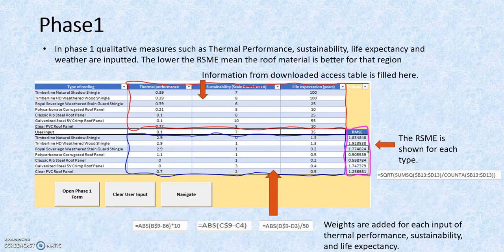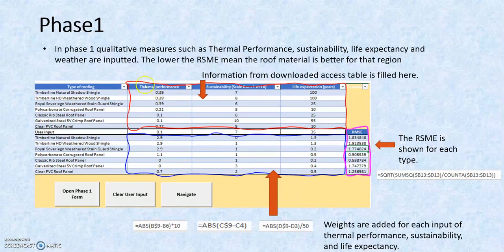And here we go to phase 1. In phase 1, we have a user form for the user to input their maximum temperature, minimum temperature, sustainability, and life expectancy that they want. We compare those with what we have from the roof data, and then we get the differences, and then we calculate the RMSE.